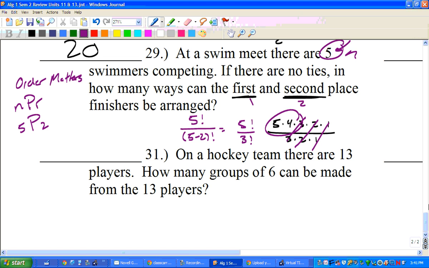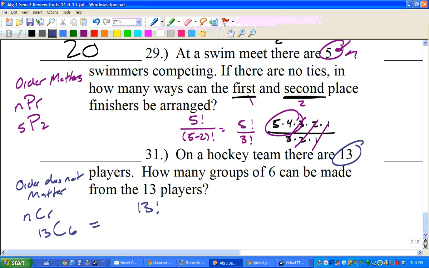Okay, on a hockey team, there are 13 players. How many groups of 6 can be made from those 13 players? For this, order doesn't matter. So order does not matter, which means we're doing NCR. Okay, so 13 is your whole, C, and then groups of 6.